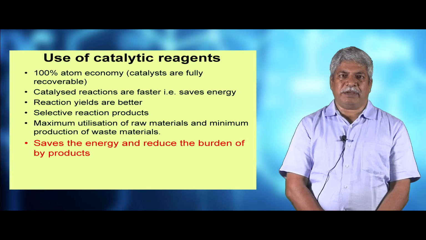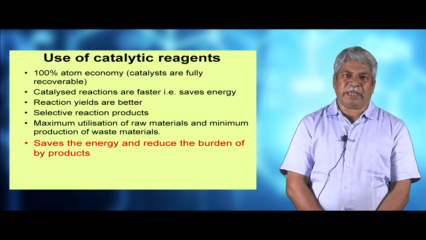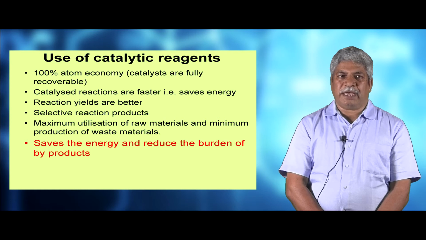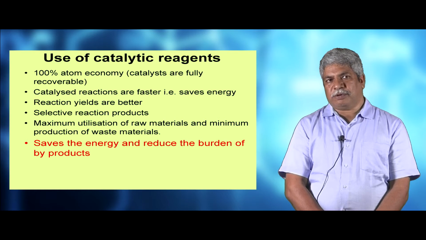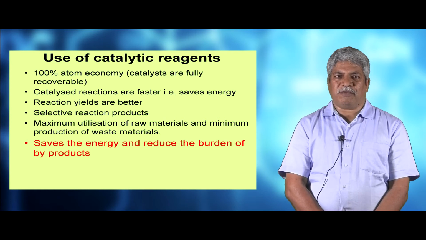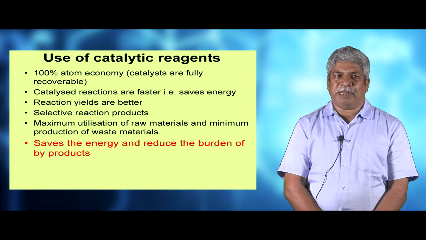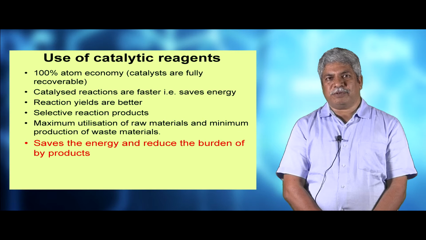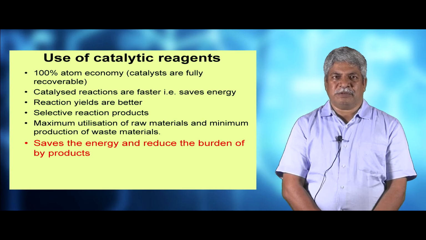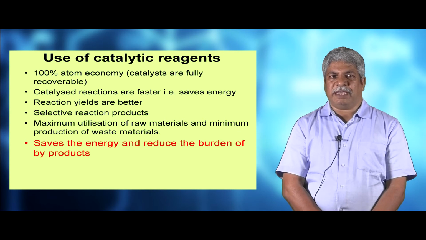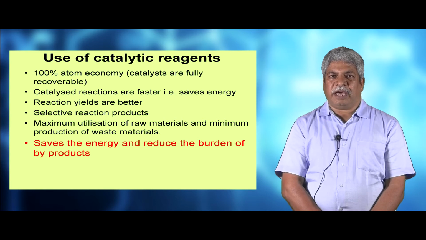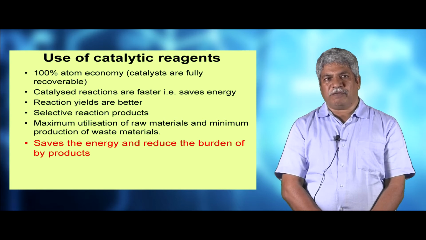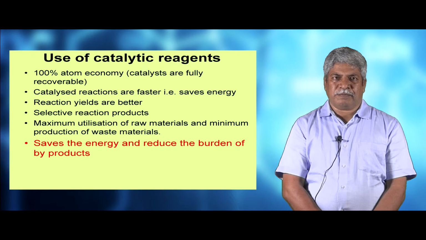We may need one particular isomer. So that and all can be obtained by using a catalyst. So maximum utilization of raw materials and minimum production of waste material takes place if we use the catalytic reagents. So put together, we can say it can save energy and reduce the burden of the byproducts.